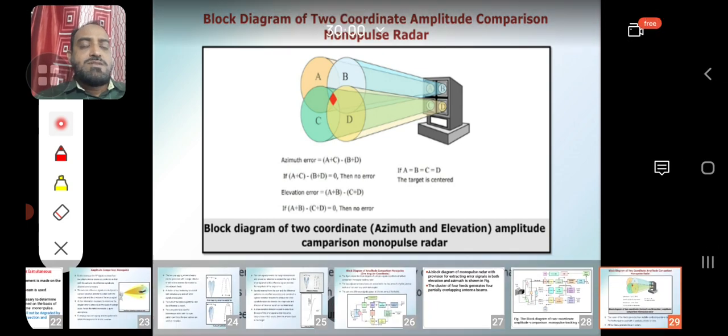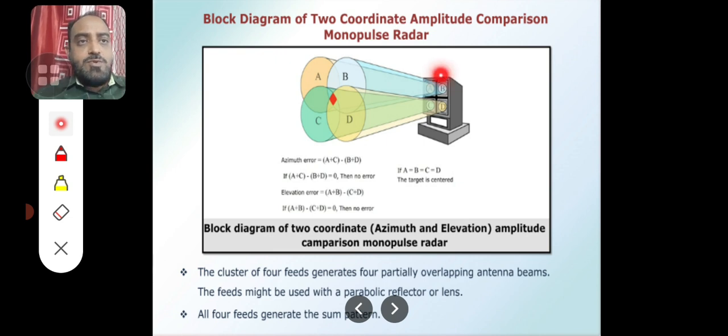This is the simple arrangement of four antennas in a two coordinate amplitude comparison monopulse system, in which the top two antennas are named A and B, and the bottom two antennas are named C and D. Elevation error is always the vertical projection of an antenna to measure the height of the target. So the sum of the top two antennas, A plus B, minus the sum of the bottom two antennas, C plus D, gives you the elevation error.